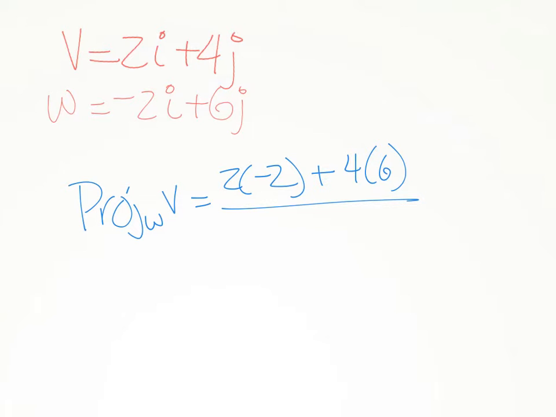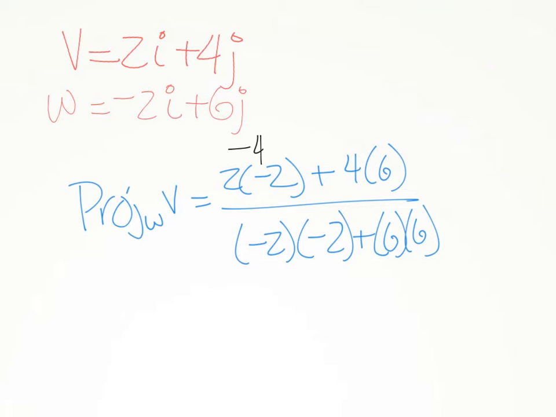I'm only interested in the dot product. So negative 2 times negative 2 plus 6 times 6. Okay, and when we simplify it, here I get negative 4. Here I get positive 24, so in the numerator I'm going to get 20. Here I'm going to get 4 plus 36, which is 40, so the scalar is a half.